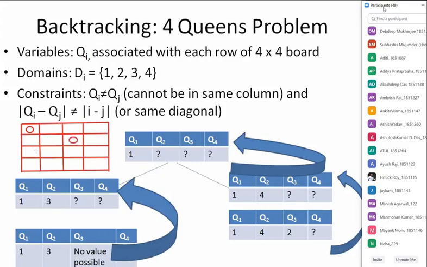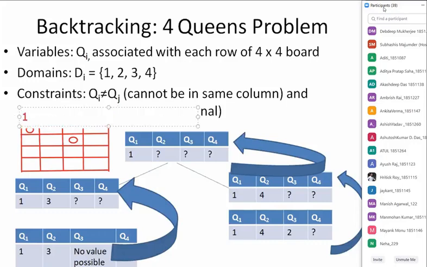Now what about the third queen? It cannot be here, it cannot be here, it cannot be here because of the diagonal, it cannot be here because of the straight line as well as the diagonal, it cannot be here. So q1 equals 1, q2 equals 3, because it is the third column. If you want, I can write the column numbers also here. So 1, then 2.